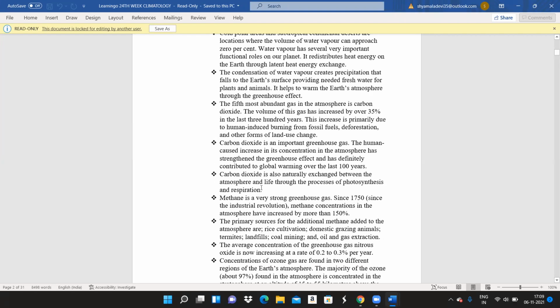Then we have carbon dioxide. It has increased over 35%. That means the amount of carbon dioxide is increasing because of the wrong methods that we are following, for example, burning of fossil fuels, deforestation, and also the irrigation patterns and agricultural patterns. These are some of the examples we give. Apart from that, carbon dioxide is also an important greenhouse gas. You all know about greenhouse effects and all that. The human-caused increase in its concentration has strengthened the greenhouse effect and has definitely contributed to global warming. So as carbon dioxide keeps on increasing, global warming also comes into existence.